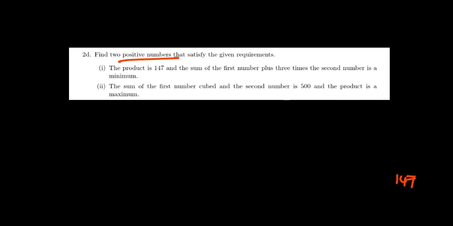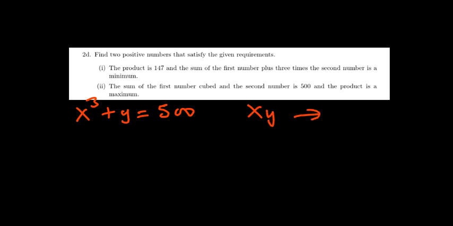Let's look at the other part. The sum of a first number, let's call it x as well, cubed, to the power 3, and the second number is 500. The product is the maximum. Pay attention to this question. The sum of the first number cubed and the second number is 500. The product is maximum, and the two numbers are x and y.